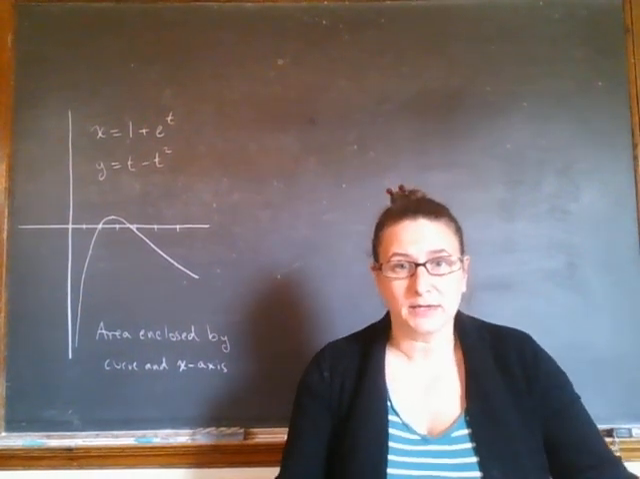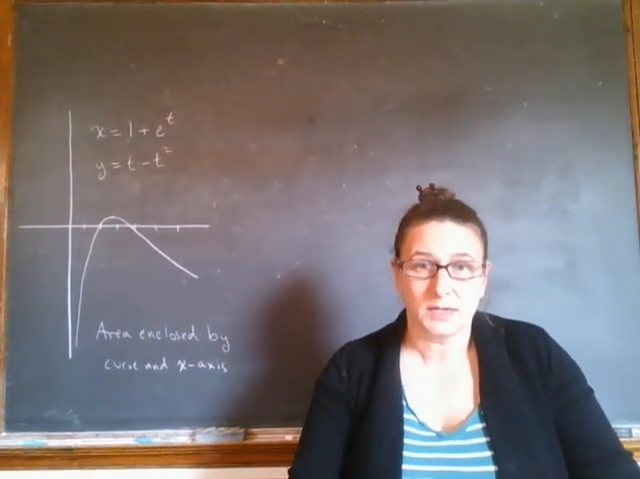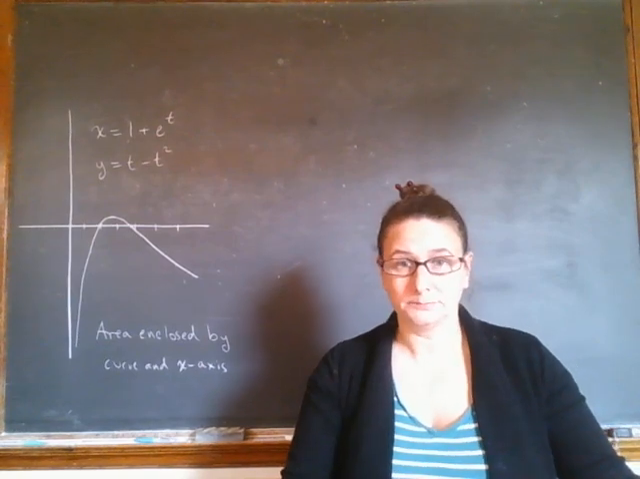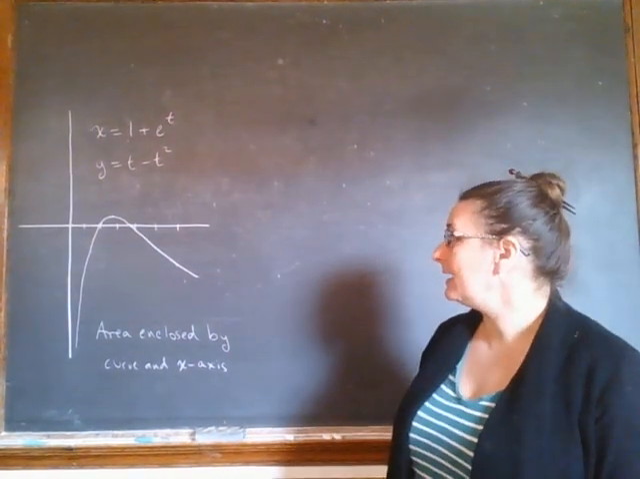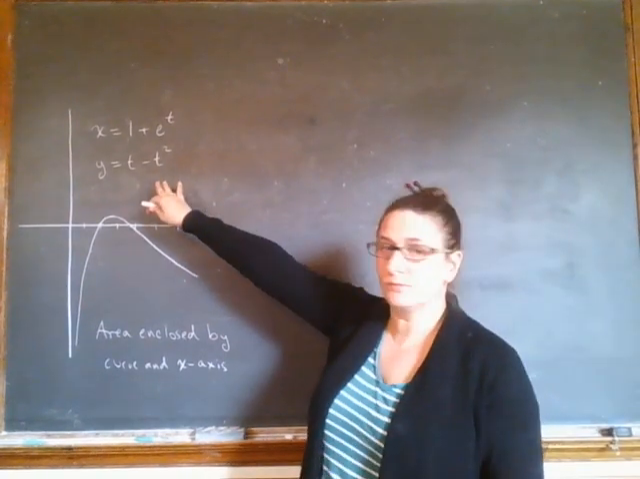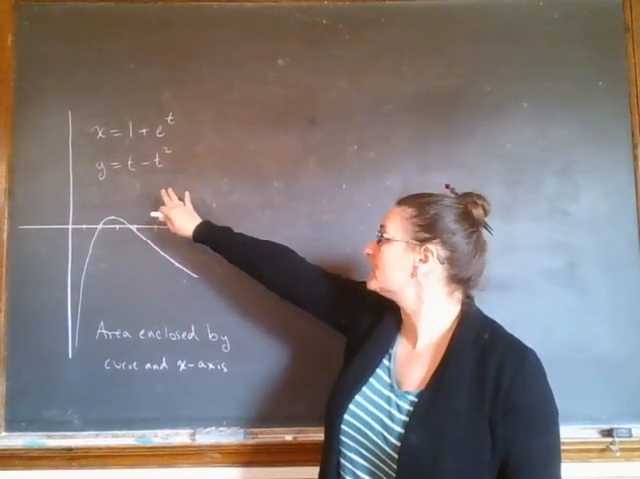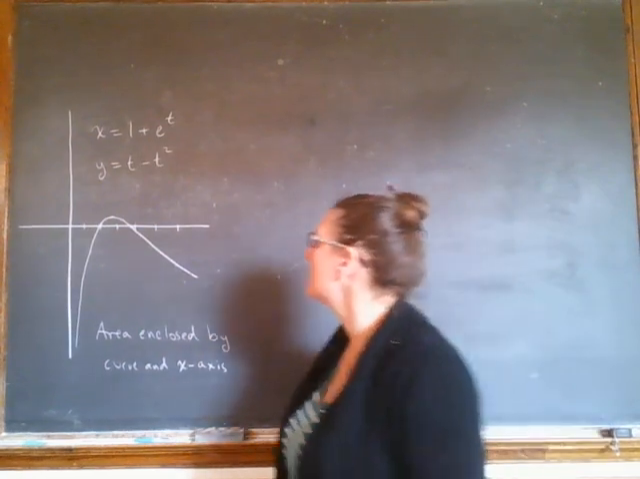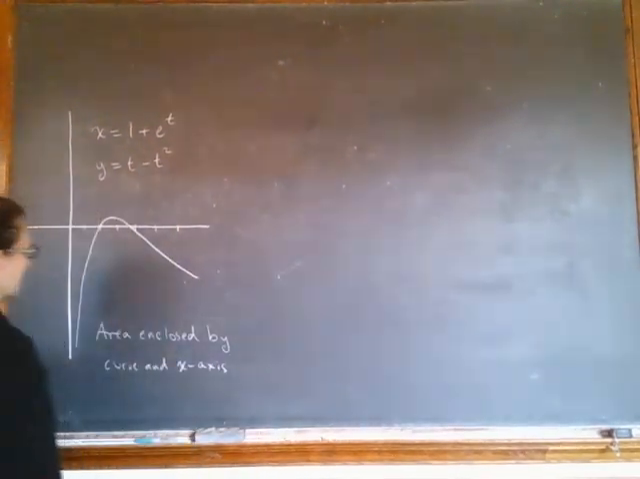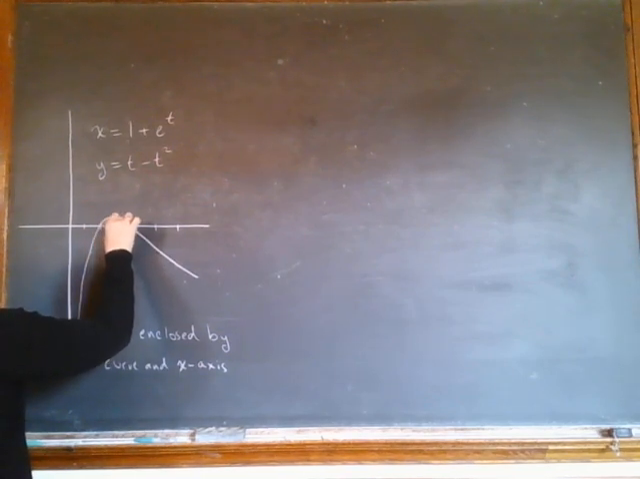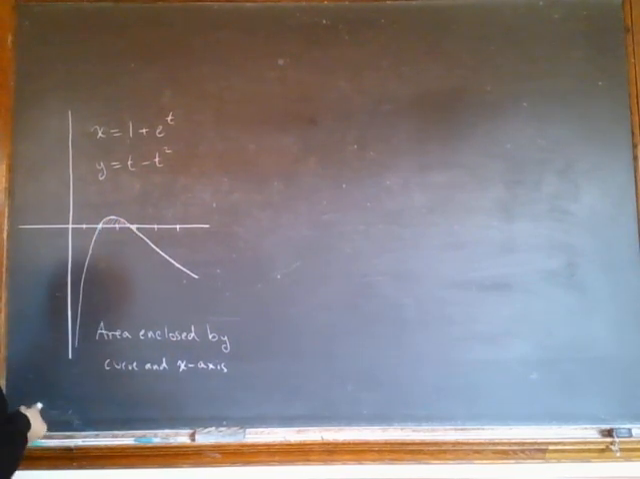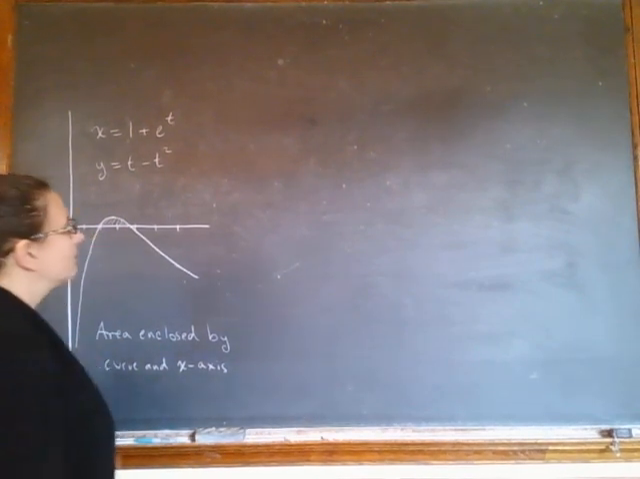So our next application with parametric equations is to use them to find area. Here's an example where we've been asked to find the area enclosed by this curve, which is given with these two parametric equations, that's t minus t squared and y, and the x-axis. I drew the whole curve, but really they just want this little bit here. And we know that all you have to do is integrate, right?